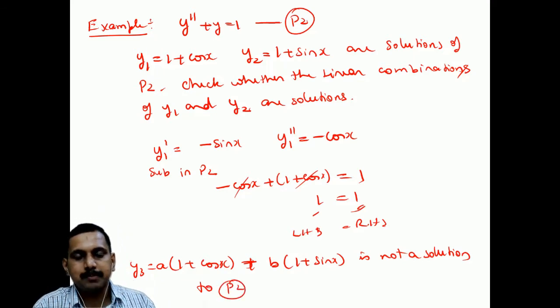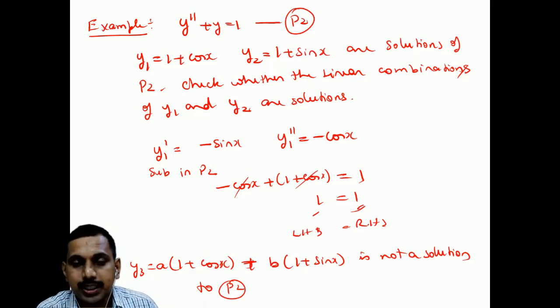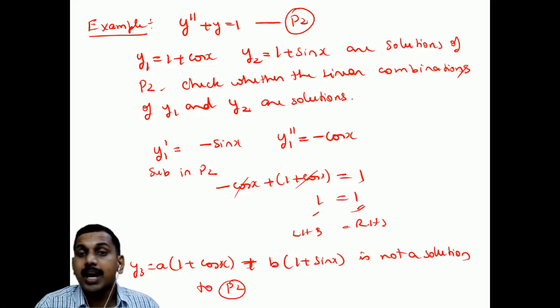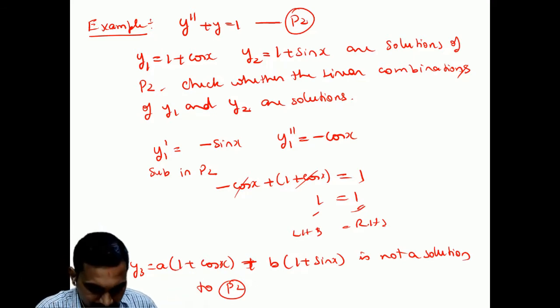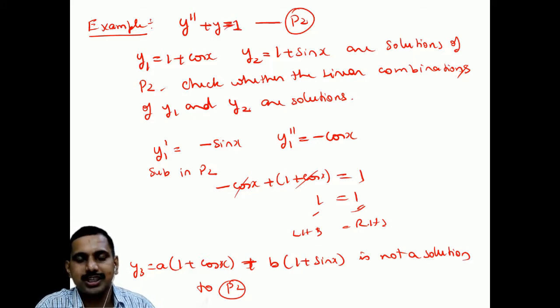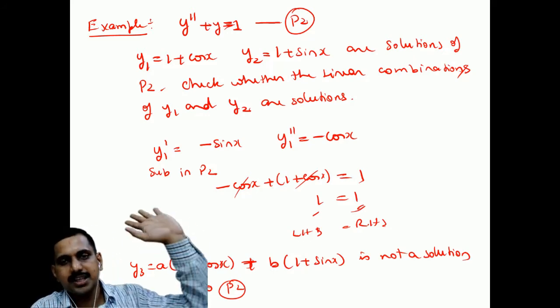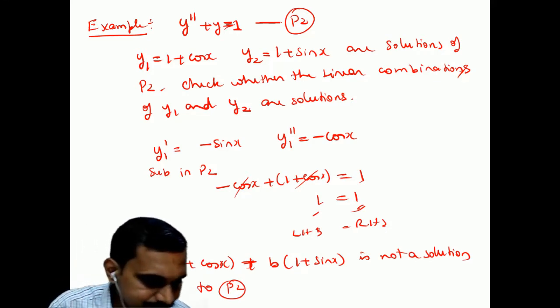So that is important here. Why did I do this example? To show that the linear combination of solutions being a solution is applicable only to homogeneous differential equations and not to non-homogeneous differential equations. Here R of x is equal to 1, so it is a non-homogeneous differential equation, and the theorem is not applicable. Is that clear, students?